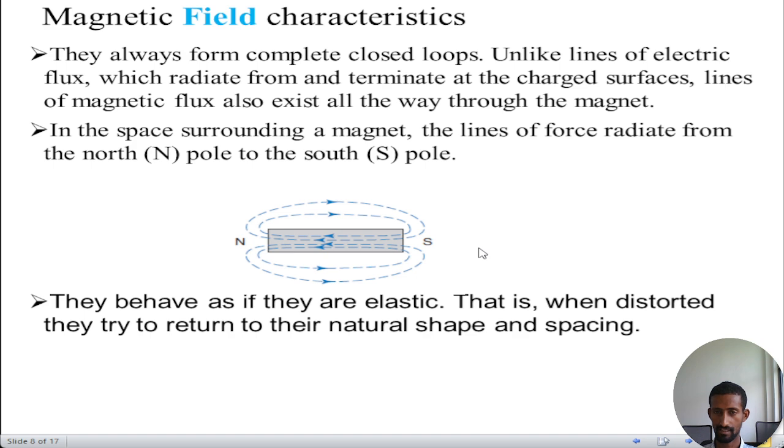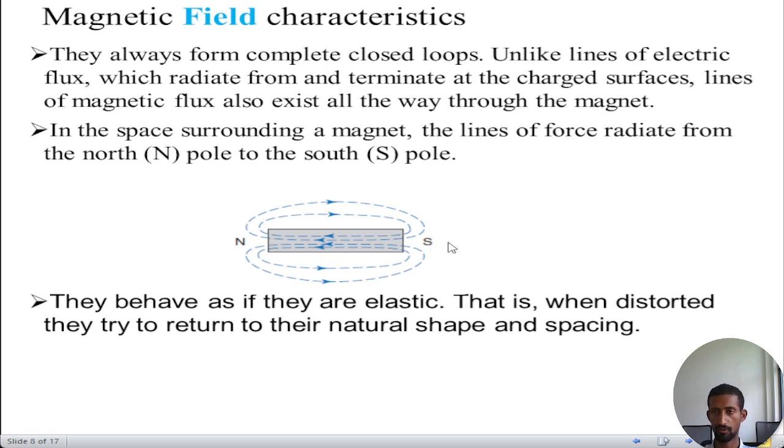The other characteristic is that in the space surrounding a magnet, the lines of force radiate from the north pole and complete to the south pole, as you have already seen from the animation.